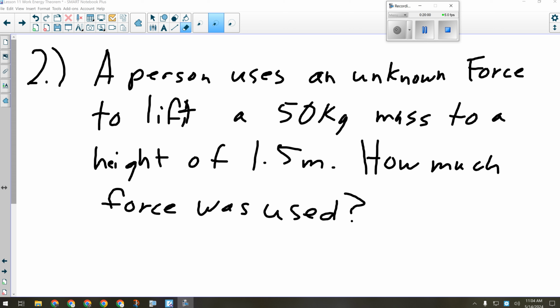And then it says to a height of 1.5 meters. If they wanted it to be from this height to this height, they would give you both. So this is one of those assumptions, but it's a safe assumption to make in this question.